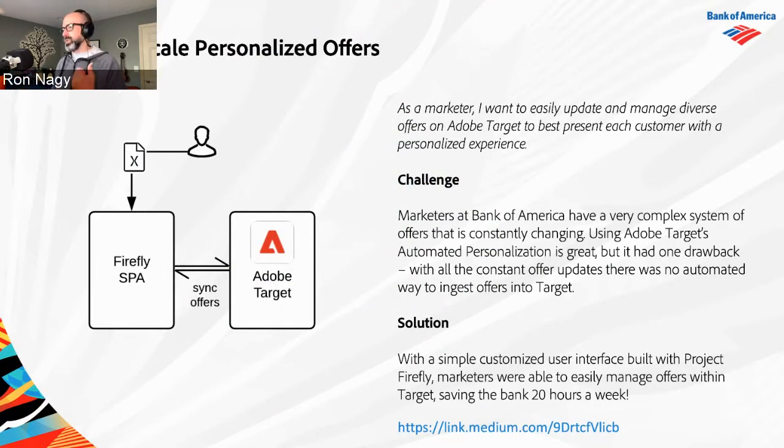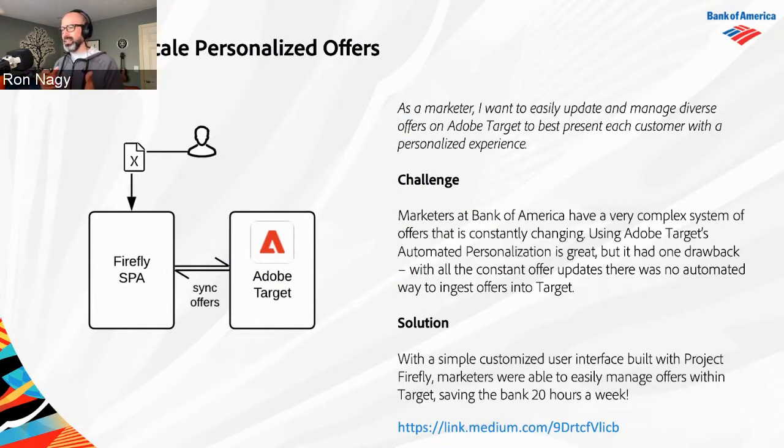So using a custom interface, they were able to upload an Excel spreadsheet. So they had an Excel spreadsheet that they would put all of the content that they needed in order to create these personalized offers. And Firefly would then take that into Target, and it would show what is new, what are the new offers, and what are the old offers. So they have an opportunity to see what's in market today and what they're changing that with.